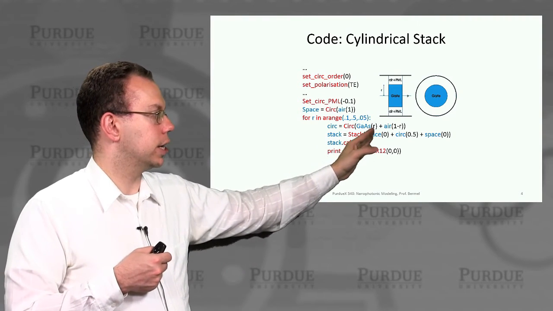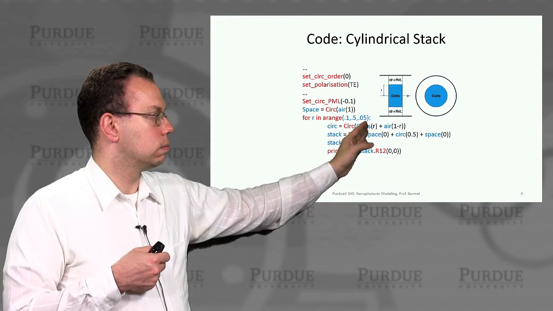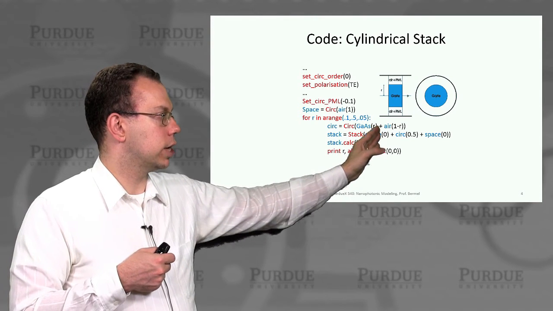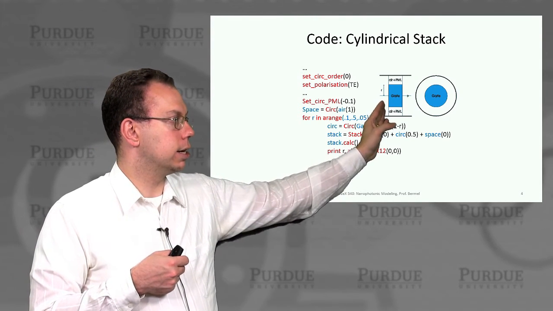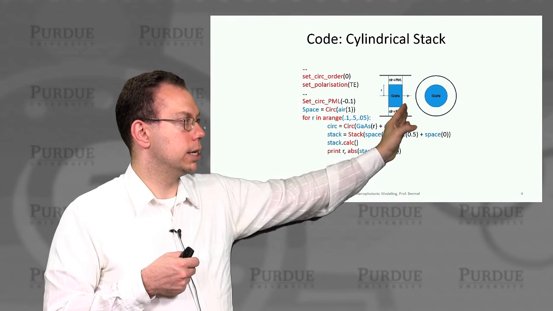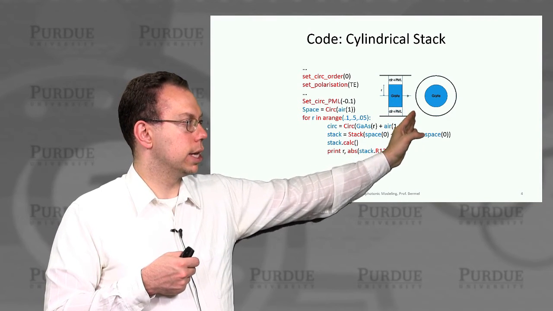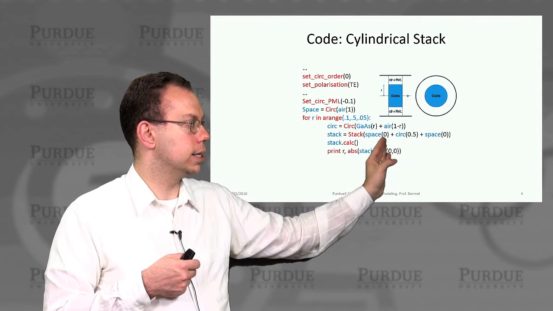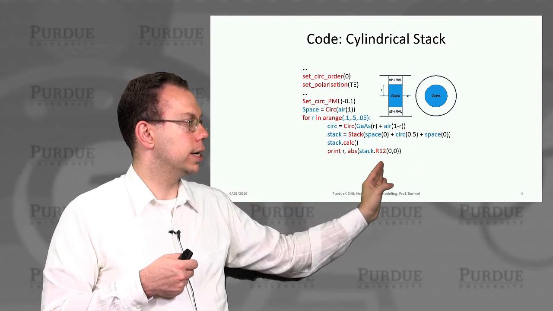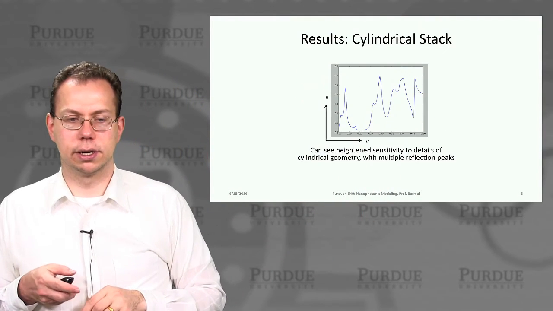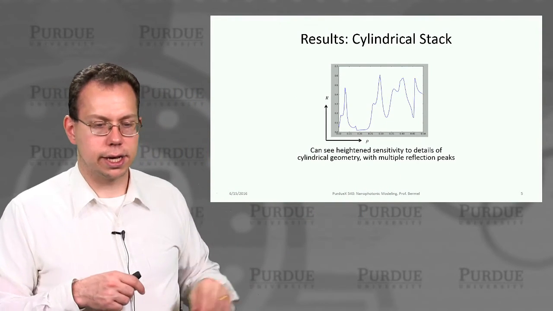So it's like a circularly symmetric source. And then we can calculate, based on this structure, which is a stack of an air circle, then gallium arsenide surrounded by air, and then another air circle. So adding these three things together, we calculate it, and then print out the reflection. And so then we actually get something like this.